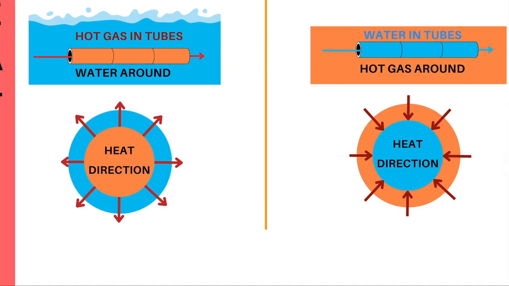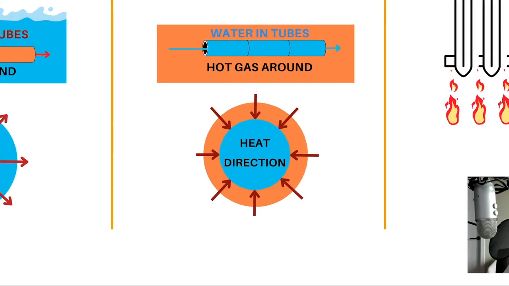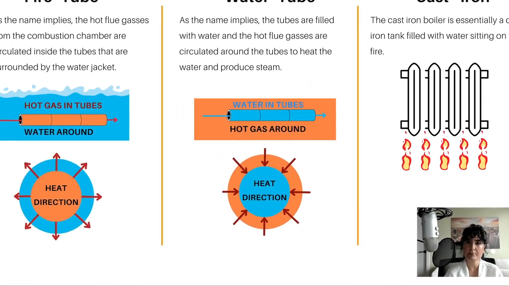And in the water tube, again, as the name implies, the tubes are now this time filled with water, and the hot flue gases are circulating around the tubes to heat the water and produce steam. So this time, you have heat running from the gas to water again, but now water is in the tube, not around the tube. And around the tube is hot. That's the difference. When it says fire tube, fire is inside. When it says water tube, water is inside the pipe. I think it's going to be easy to remember that.